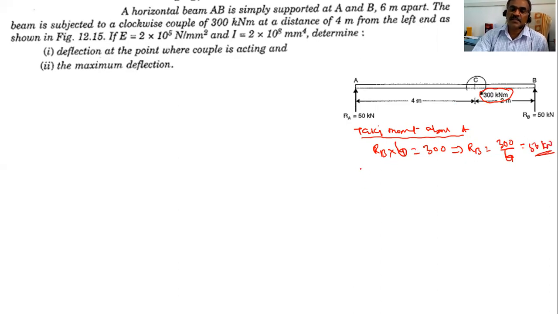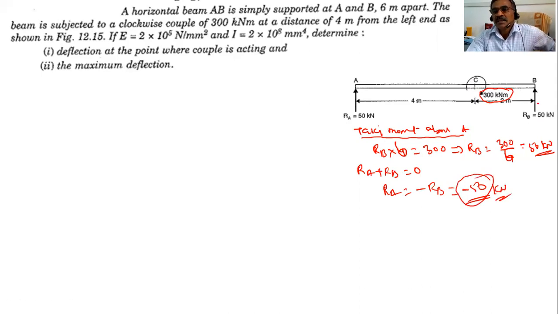How to calculate RA? RA plus RB is equal to 0, because here there is no load at all, only the moment is there. Then RA is equal to minus RB. What is RB? That is equal to 50, so minus 50. What is the meaning of minus 50? Minus 50 kilonewton means the reaction RA is acting in the upward direction and this one is acting in the downward direction. Actually, here there is a downward load, 50 kilonewton.